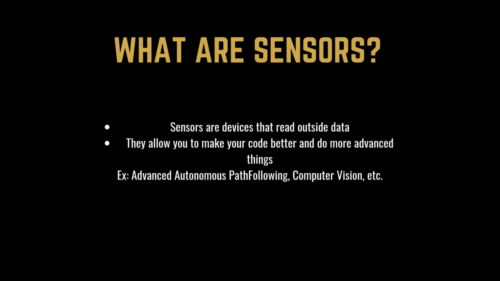So, what are sensors? Sensors are devices that can read outside data and communicate with the robot. You can use these to make your code more advanced and do more things. For example, you can make it follow paths for autonomous, you can make it detect objects with computer vision, and you can do a lot more.